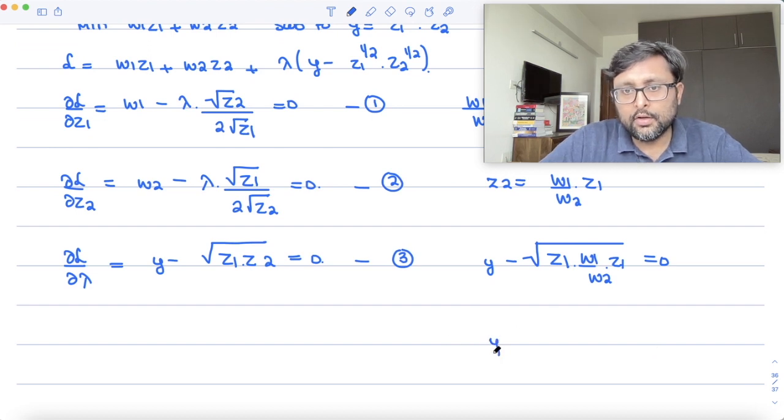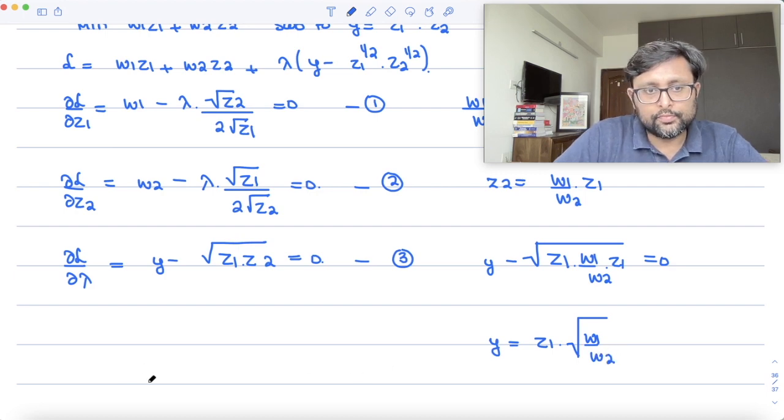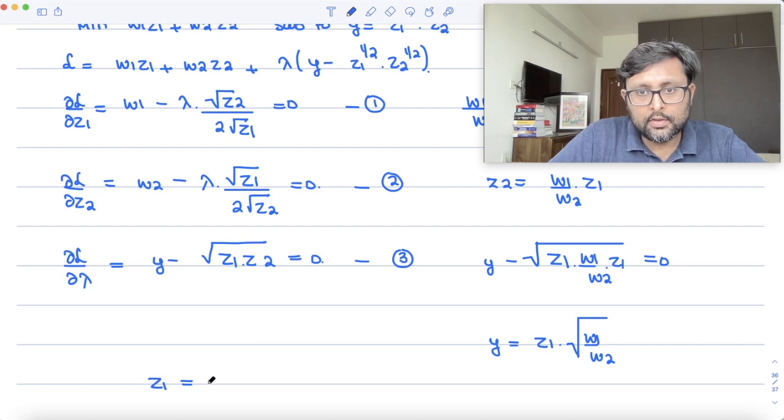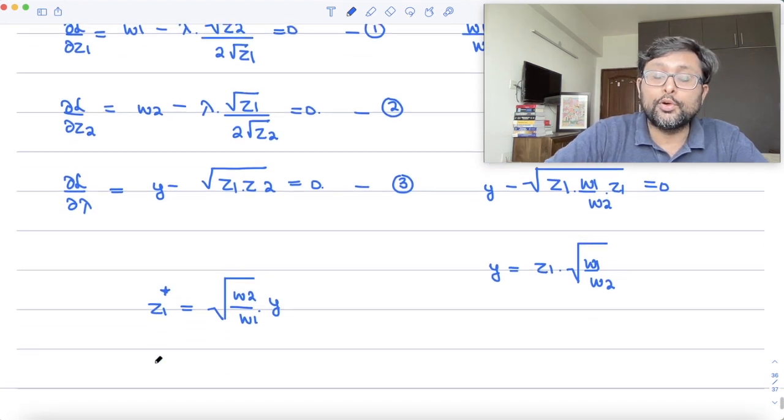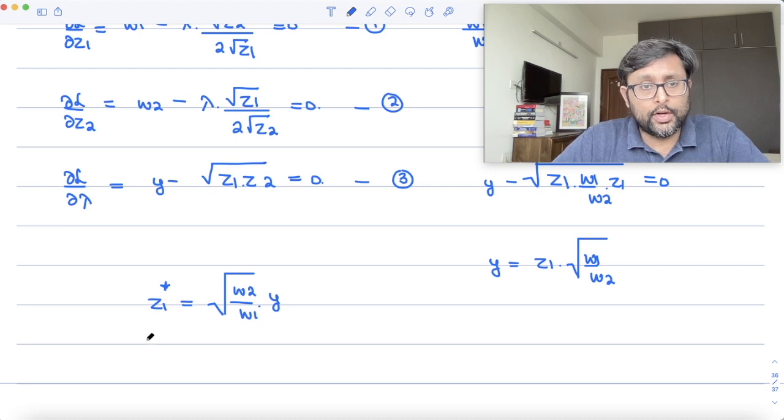So what do you have, beta? Y is equal to Z1 root of W1 by W2. So Z1 is root of W2 by W1 Y. That is your conditional input demand function for good one.